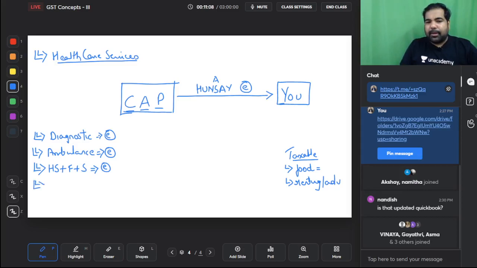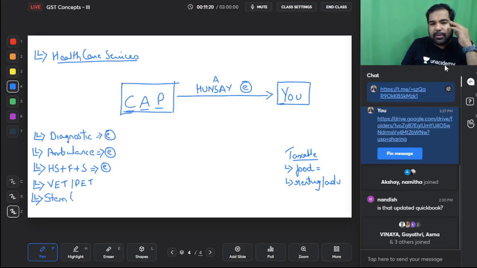Just like you are kept happy with these services, even your vet and even your pet, healthcare services for your pet are also exempt. Next, any stem cell therapy. What is stem cell therapy? Stem cell therapy is a therapy to heal you when you are ill. We won't get into the science of it, but who provides the stem cell therapy? Cord blood banks. When cord blood banks provide stem cell therapy, that is also exempt. Vet pet is also exempt.